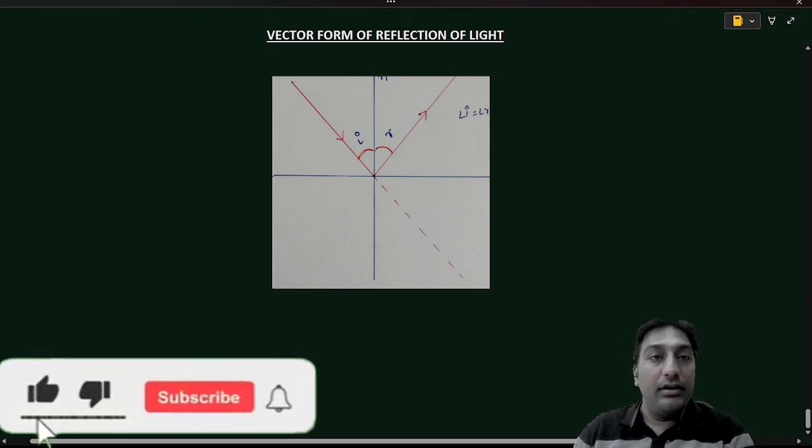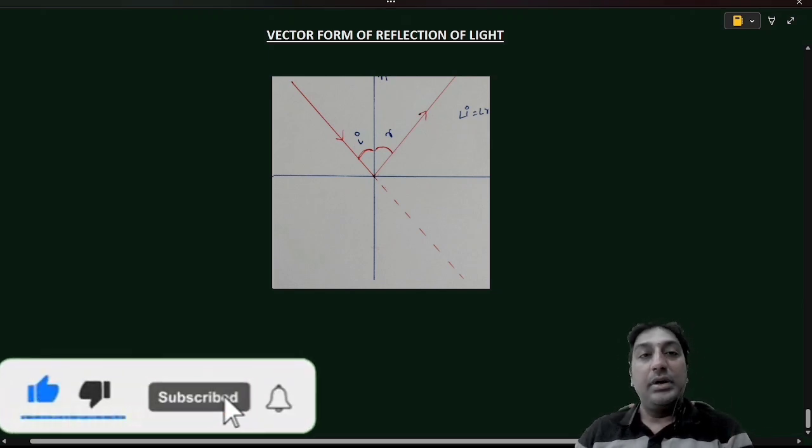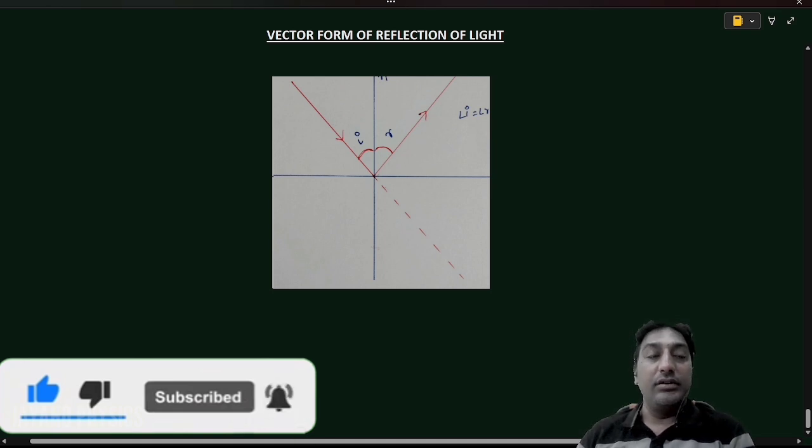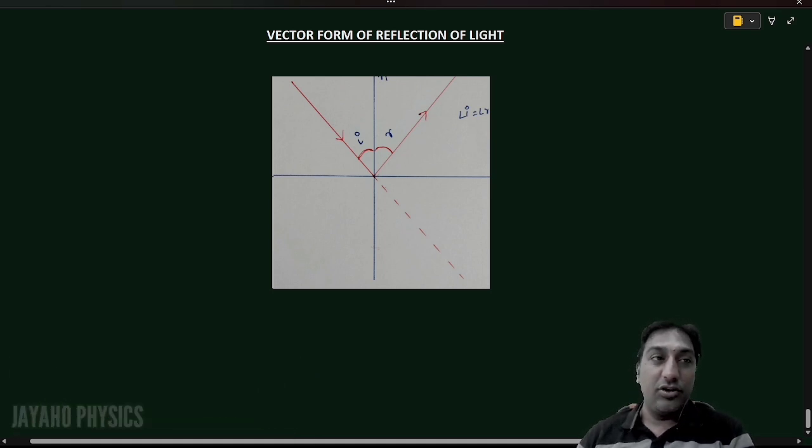Hello students. In this session, mainly we are going to discuss the vector form of reflection of light. In the last session, we already discussed what we mean by reflection. Reflection means the phenomenon of light rays bending back into the same medium. That is called reflection.